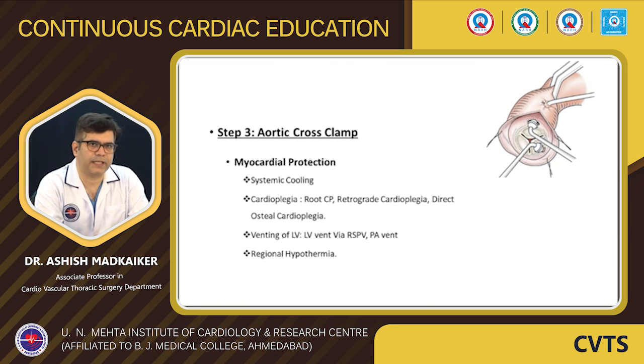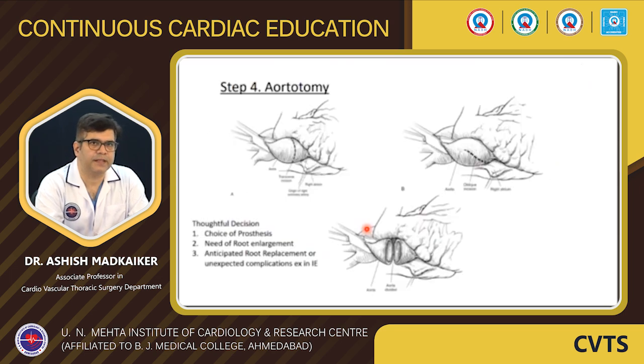Once we have cross-clamped and given cardioplegia, the next step is to proceed towards aortotomy. There are three main types of aortotomy that we do for a standard AVR. Either we do a transverse incision aortotomy. The incision usually commences around 1.5 centimeters above the origin of the right coronary artery, and in a transverse fashion it is advanced in a posterior direction.